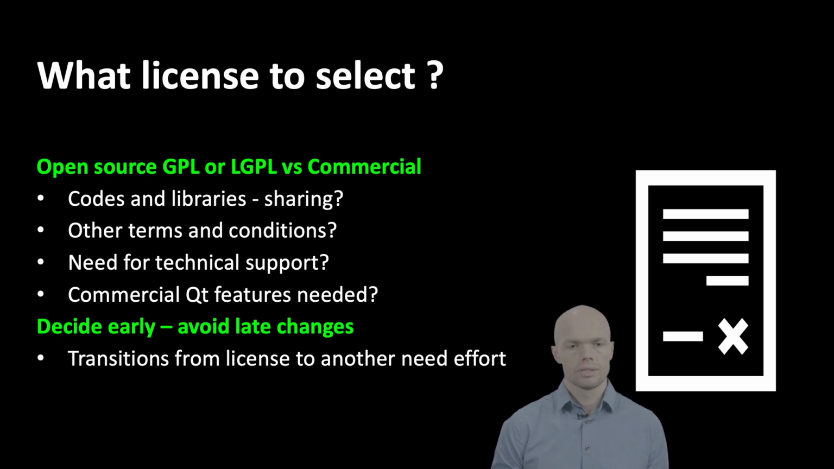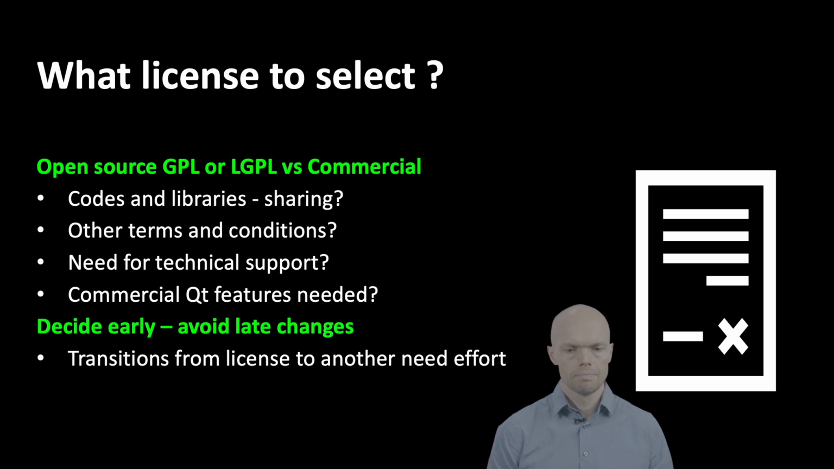Then there are other terms and conditions, and also the need for technical support. So if you're making your end product and you need support for your product, and you would like to get that from the Qt Company, then consider the commercial license. If you are okay to go with support from the community that is working with the Qt project, then you can pick the open source versions.